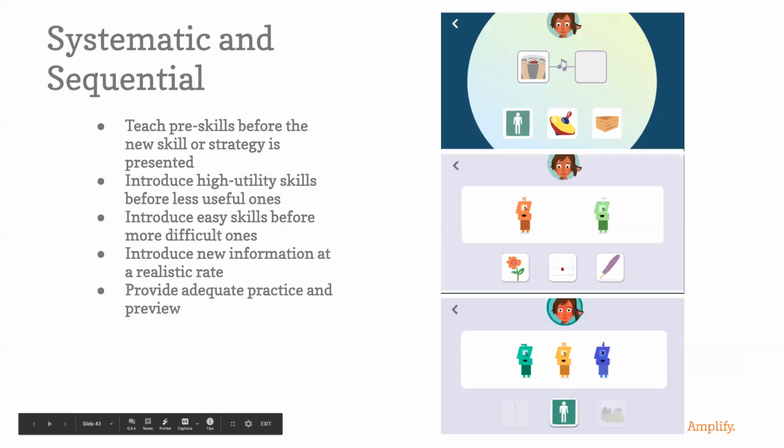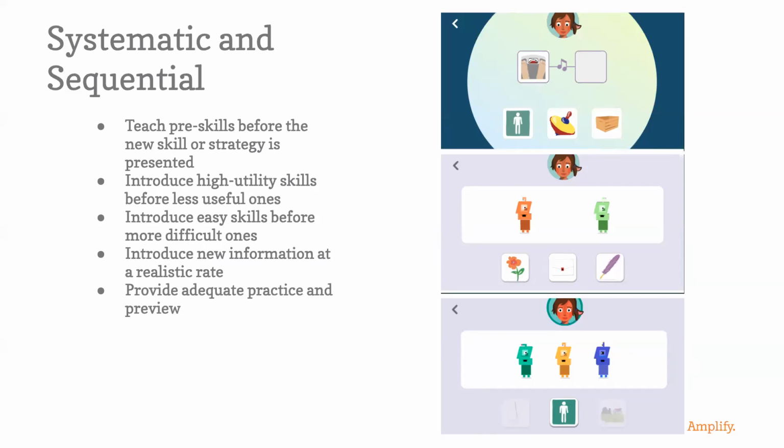So to get into these in a little more detail, Amplify Reading is systematic and sequential. We incorporate the principles of sequencing skills through a large body of research on the features of effective instruction, right? So these principles include teaching pre-skills before the new skill or strategy is presented, introducing high utility ones first, introducing easier ones before difficult ones, new information at a realistic rate, and providing adequate practice and review.